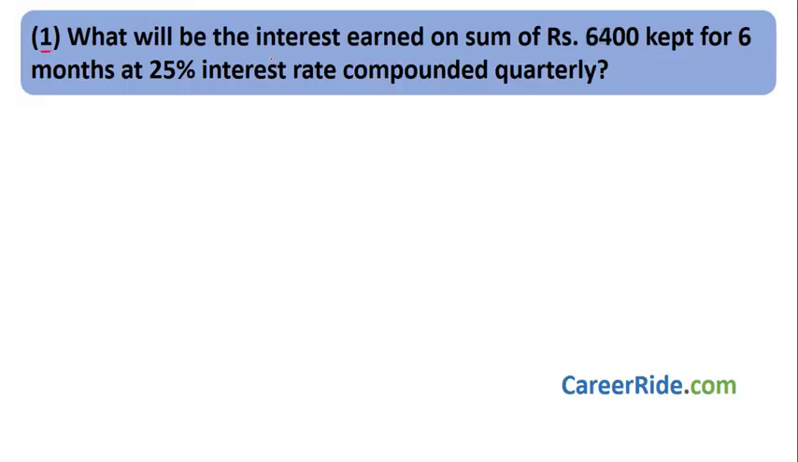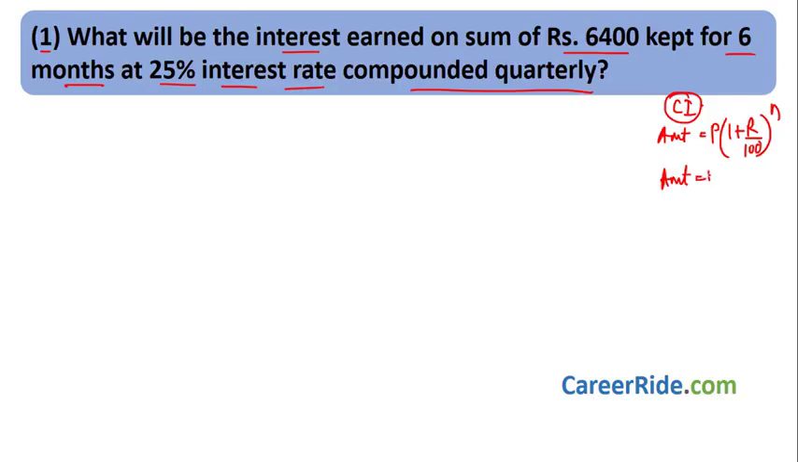Question number 1. What will be the interest earned on a sum of rupees 6,400 kept for 6 months at 25% interest rate compounded quarterly? Now over here, what have we learned earlier? The formula for compound interest. What is it? Amount after n years is nothing but P into 1 plus rate of interest by 100 raised to n. Also, amount is nothing but principal plus compound interest, right?